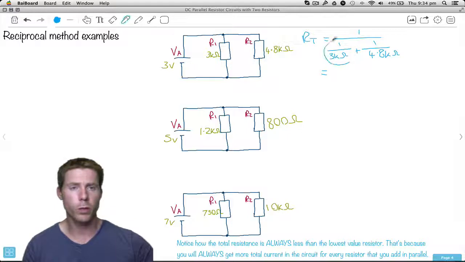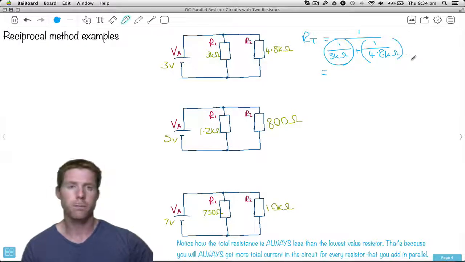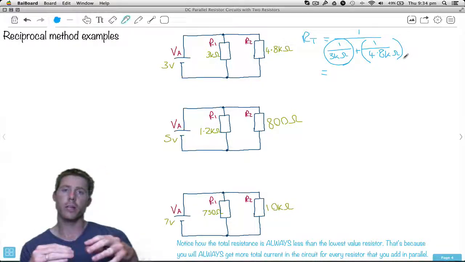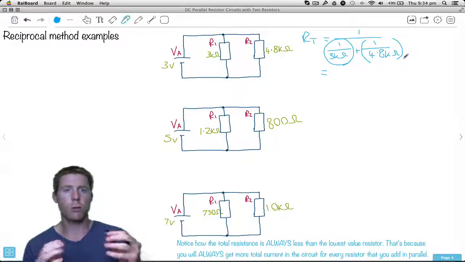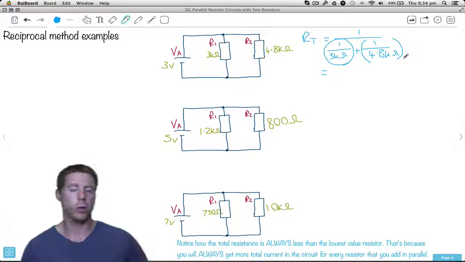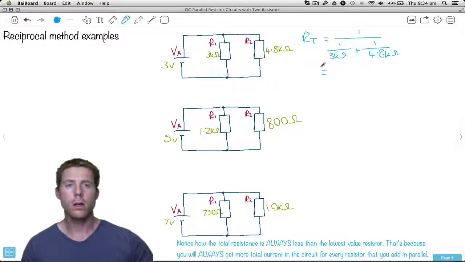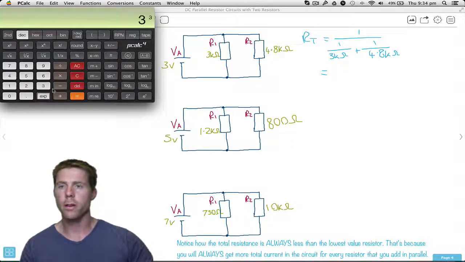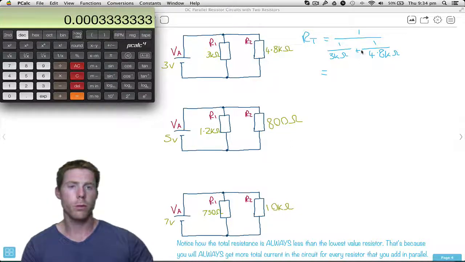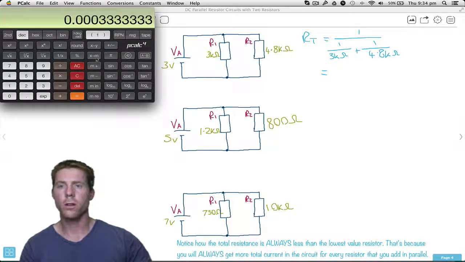We'll first deal with doing the stuff down the bottom. We'll do 1 divided by that, then we'll do plus, and then we'll add this one, but we have to put that in brackets. Once we've done all of the stuff down the bottom, and there could be 10 resistors there, we then, once all that's done, finally do 1 divided by that total answer down the bottom. So follow me with this. We'll go 1 divided by 3K equals, then we do plus, have to put this one in brackets to keep it by itself, 1 divided by 4.8K.